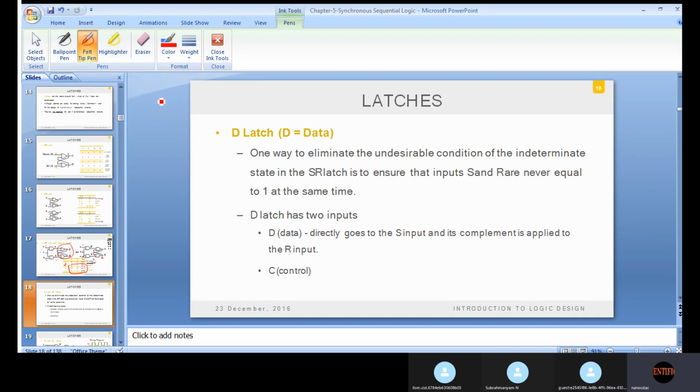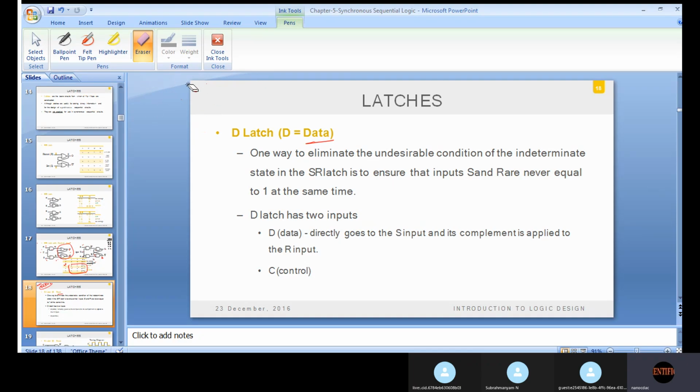Next, the second latch we will see is the D latch. We are studying about latches, not flip flops. D latch. D stands for data. Why do we see this? In the SR latch, we have an invalid state. In one state, if I give inputs, it will go to an invalid state. Invalid state means Q and Q bar are both 0, which is not at all acceptable. We can say it is an undesirable condition.